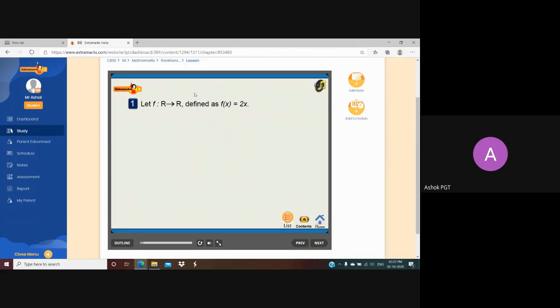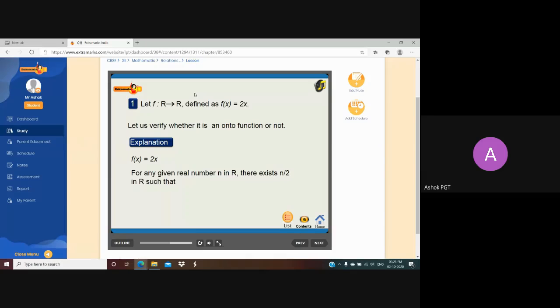Let f be a function from R to R, defined as f(x) equal to 2x. Let us verify whether it is an onto function or not. For any given real number n in R, there exists n upon 2 in R such that f(n/2) is equal to 2 into n by 2, which is equal to n. Hence, f is an onto function.